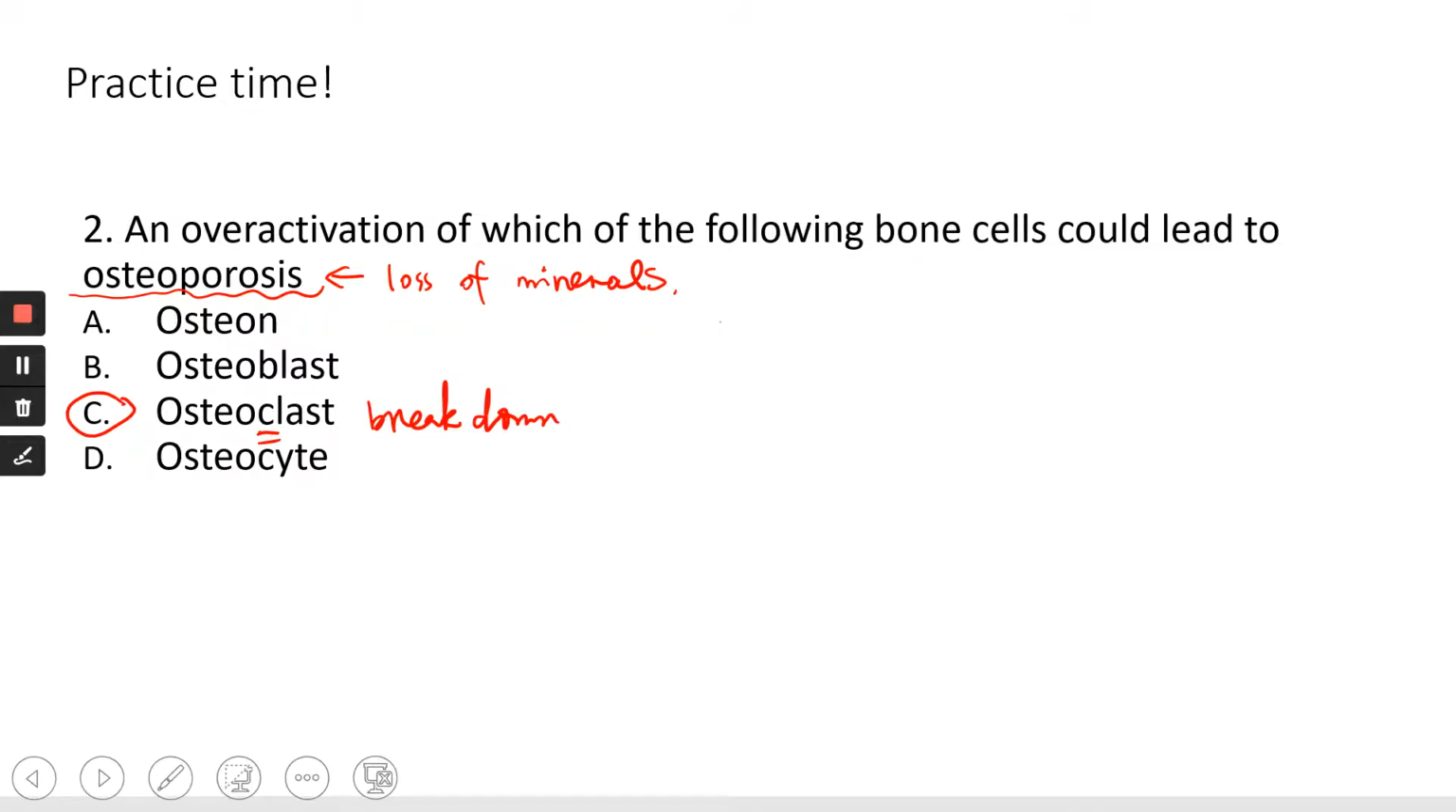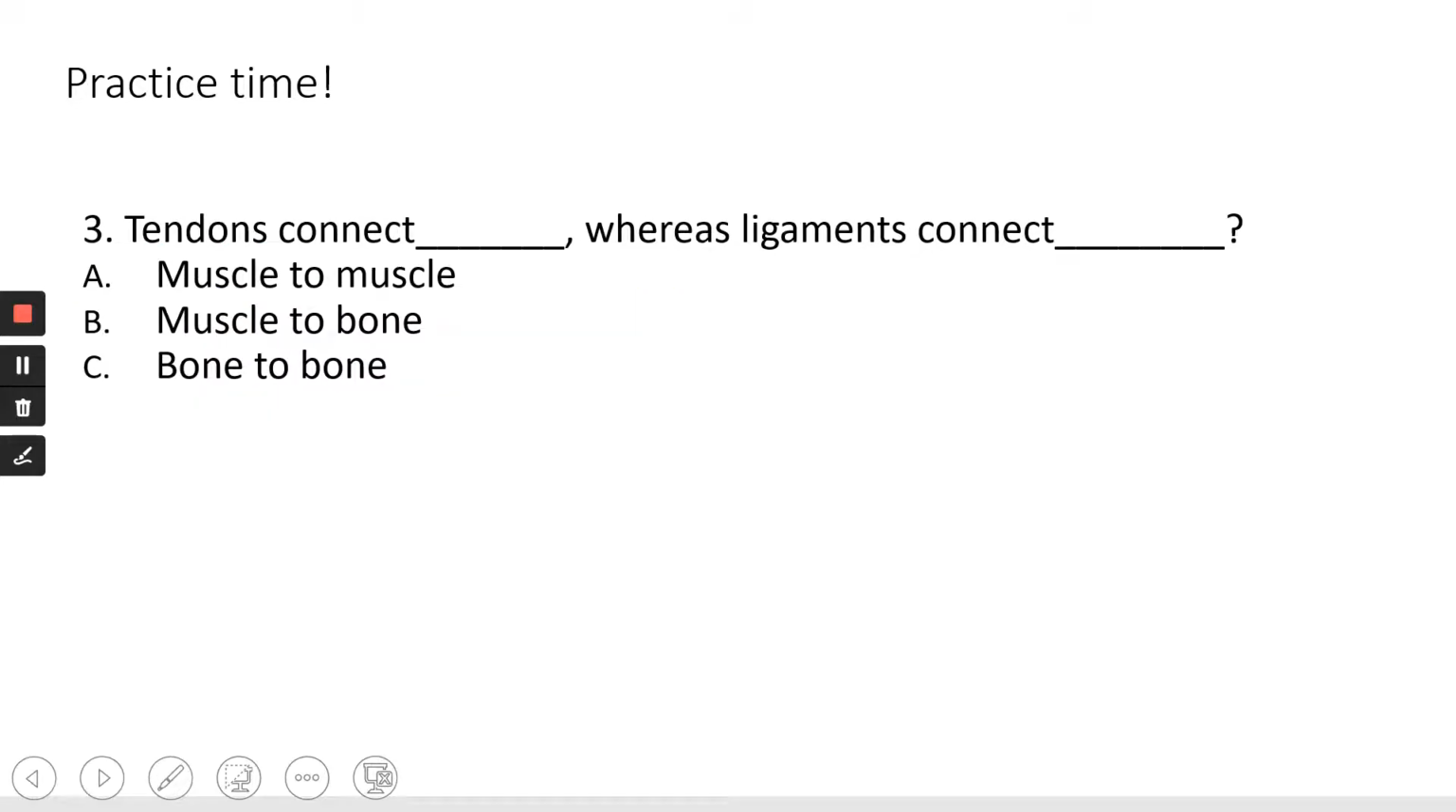Next question. Tendons connect muscle to bone, so this should be B. And ligaments connect bone to bone.